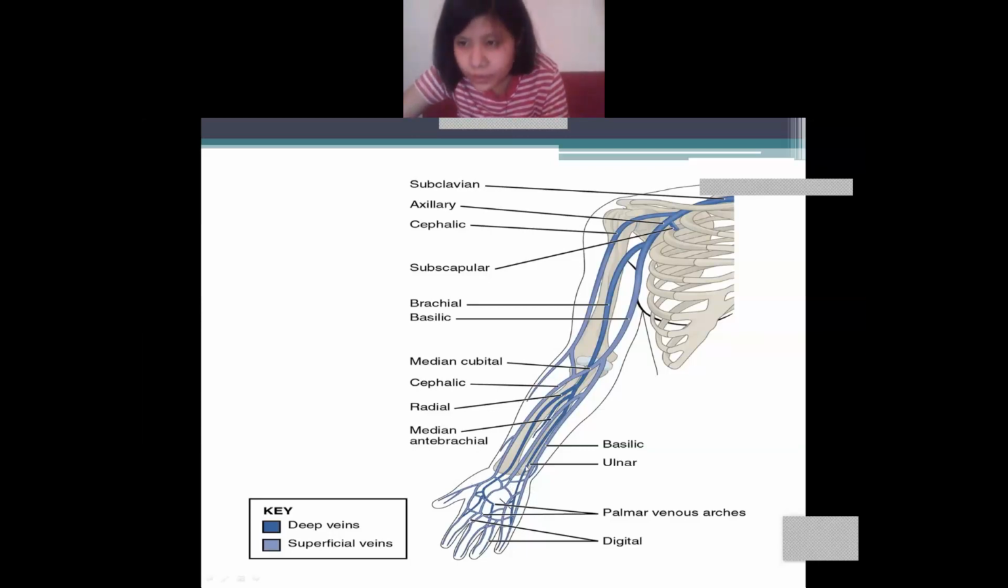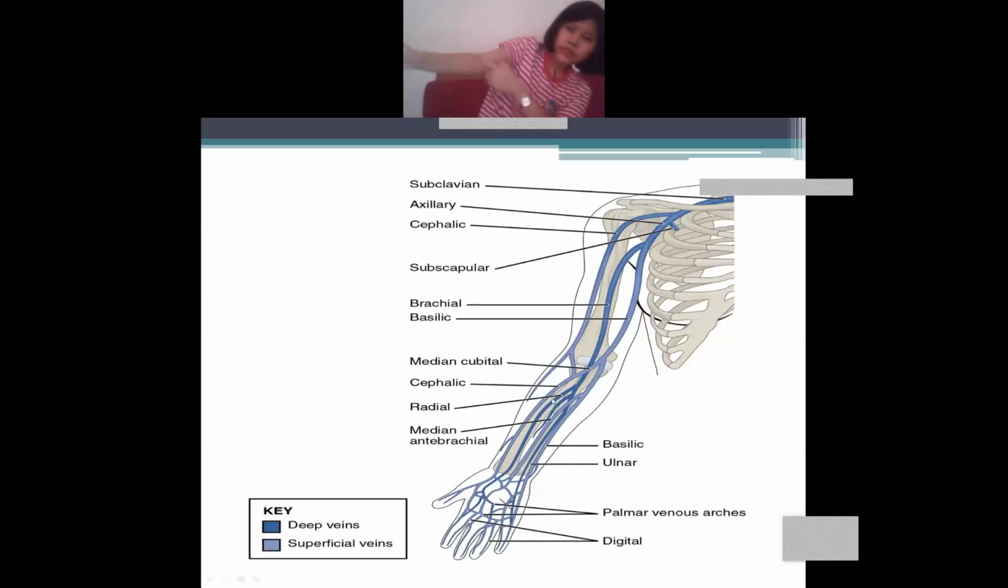So ulnar, this one, and radial, right? This one. Only this part you will find. Radial is the thumb side, and ulnar is the small finger side. Always remember that. On this side you will find the deep veins, that is the ulnar and radial veins.